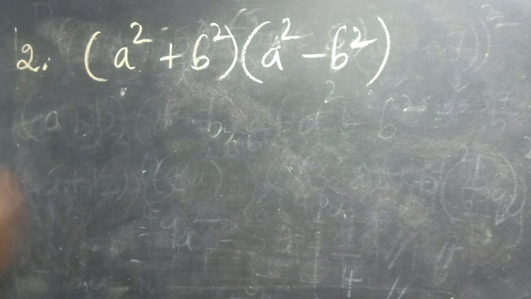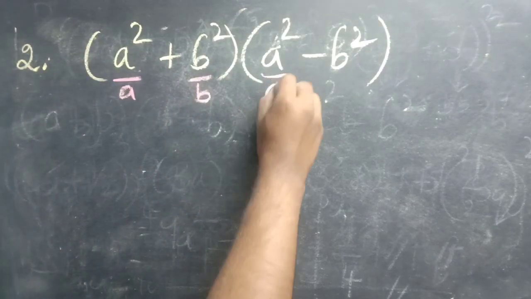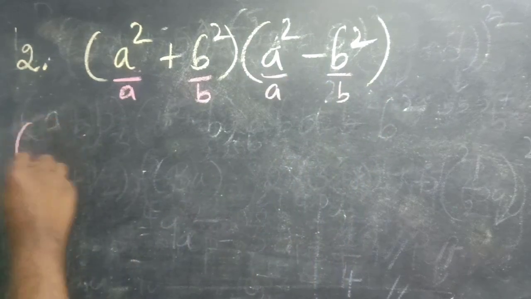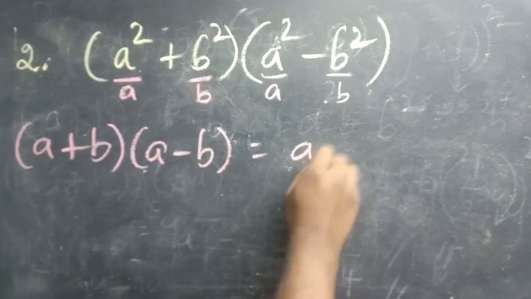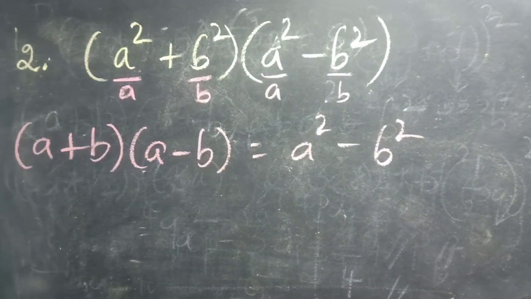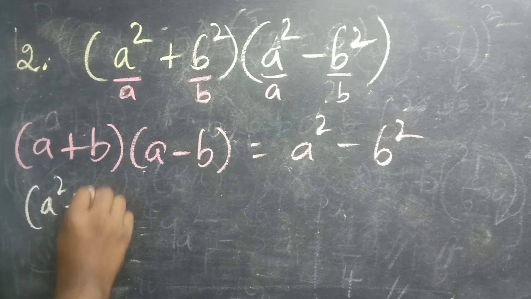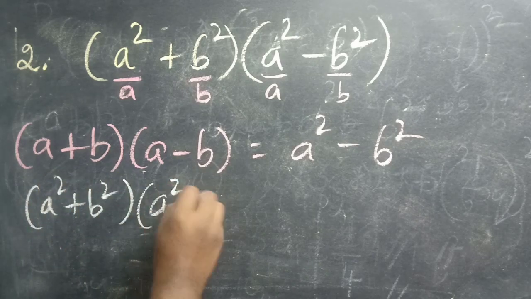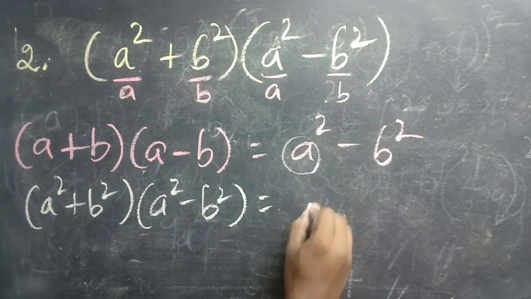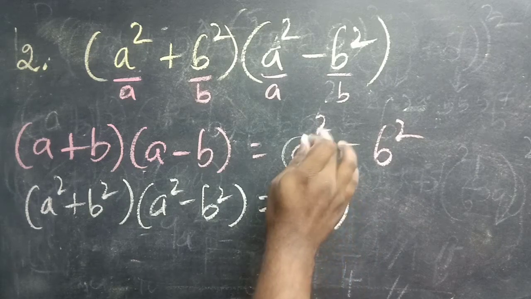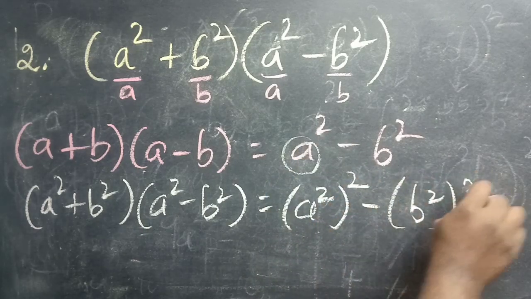In place of a, I have a square. In place of b, I have b square. Now what is the identity? A plus b into a minus b equals a square minus b square. Now replace a by a square and b by b square. That is a square plus b square into a square minus b square, which is equal to a square, whole square, minus b square again whole square.